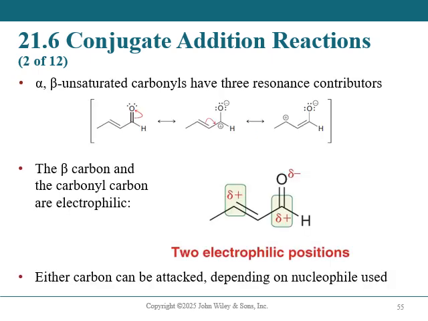Alpha-beta unsaturated carbonyls have 3 resonance contributors, as we just mentioned right here. The beta carbon and the carbonyl carbon are, as a consequence, electrophilic. Either carbon can be attacked depending on what nucleophile we're using. So it can be attacked here, or actually here or here.